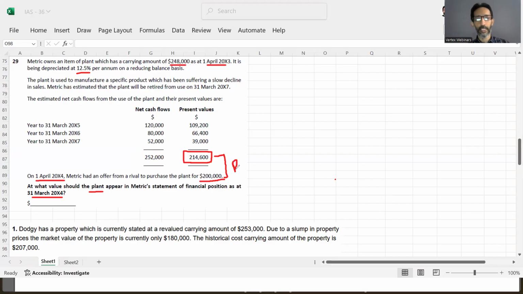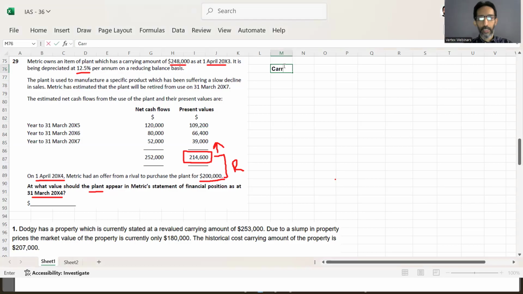We take these two values for the recoverable amount, and since the value in use is higher, we are going to take this as the recoverable amount. So we have the recoverable amount as 214,600, and we only need to find out the carrying amount. If the carrying amount is higher than the recoverable amount, then clearly there is impairment, and we're going to charge the impairment. But the question is only asking what value of plant would appear in the statement of financial position. So let's see, we haven't calculated the carrying amount.